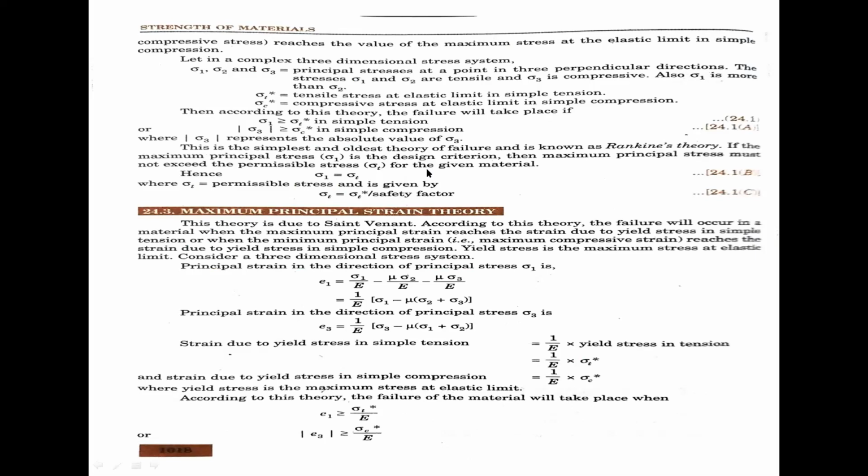I explained the maximum principal stress theory, and also the maximum principal strain theory, with equations 24.2d and 24.2e, under 24.2b and 24.2c, the four equations. Sigma t equals sigma t star by safety factor, and sigma c equals sigma c star by safety factor. These equations are used to determine the design calculations. Now let us go to the problem.